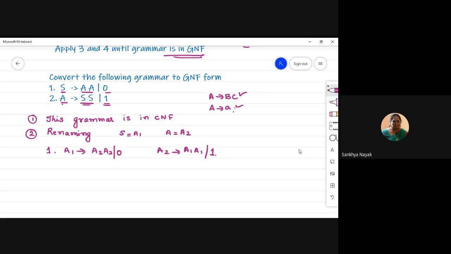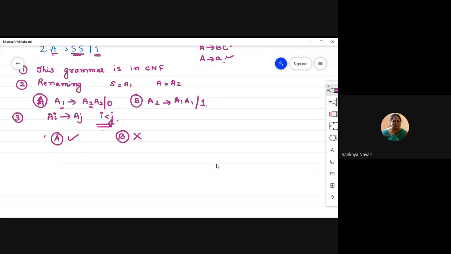Now after renaming, you can see this is the set of productions that we have got. But this is not in the required format. The third step told us that the productions should be in the format A_i derives A_j, where i should be less than j, correct? I'll call this production A and production B. Production A is following the rule because 1 is less than 2, so that's okay. What about production B? Production B is not following the rule because A2 is deriving A1 and 2 is not less than 1. So what we'll do is we'll use the substitution rule.